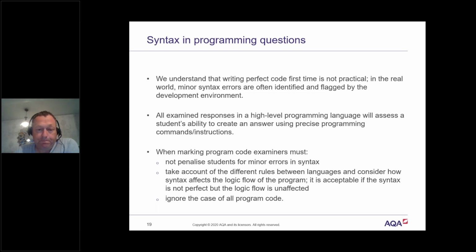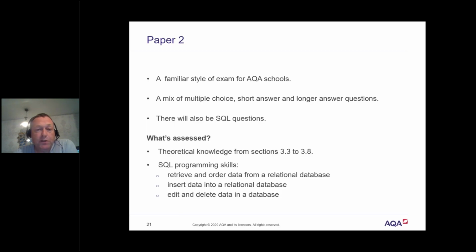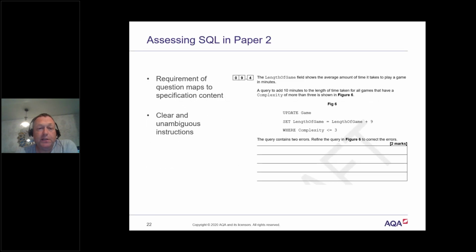Brilliant, that's great. Thanks very much. Okay, right, so just moving on to paper 2. I think we got up to this bit.